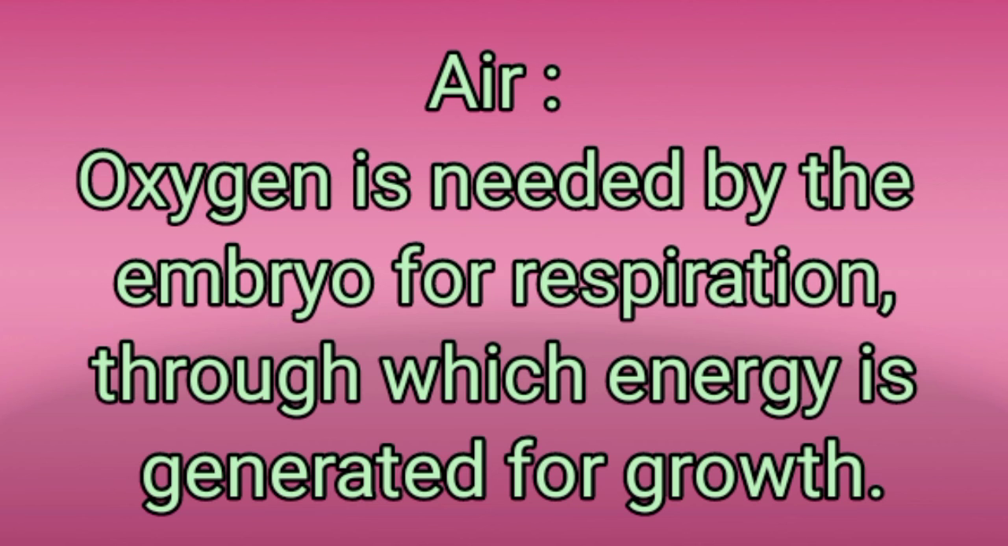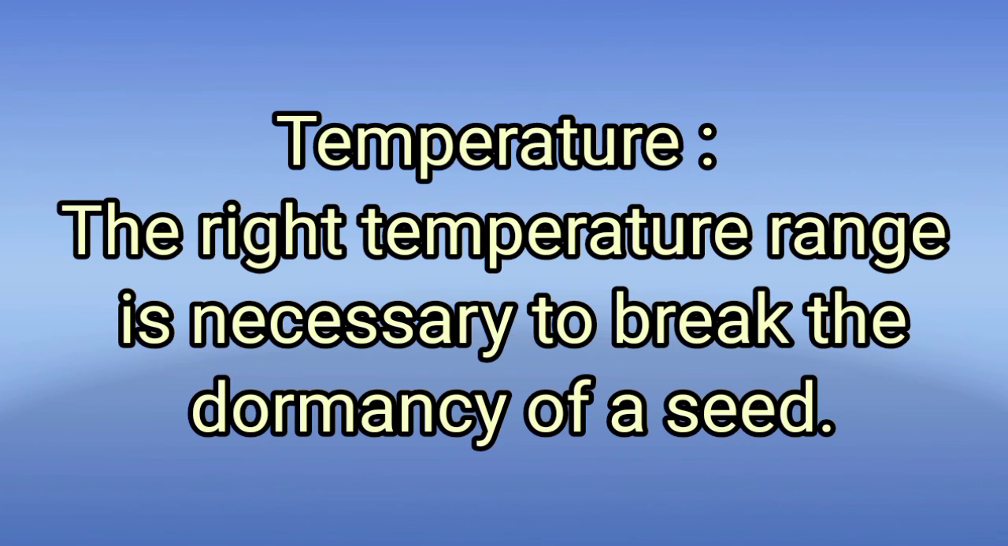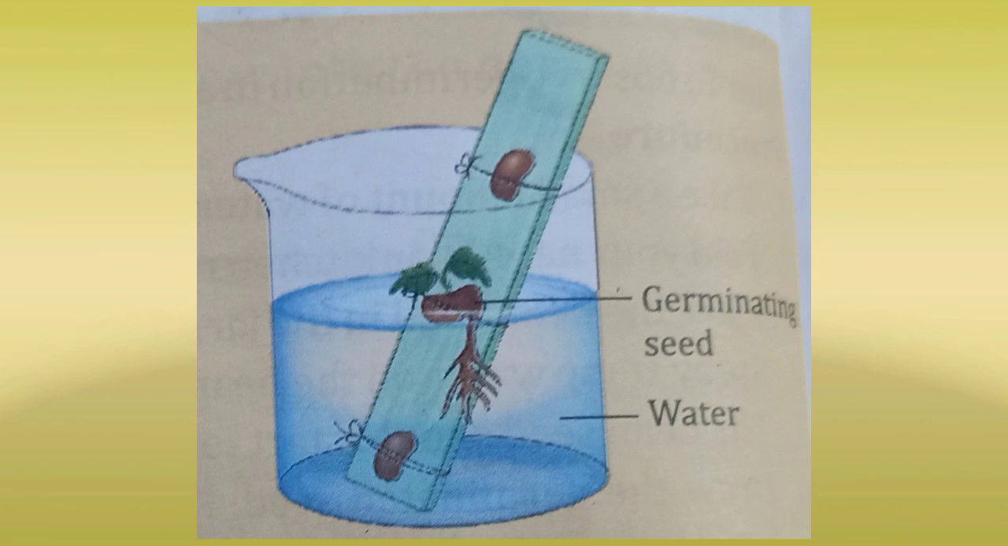Next one is temperature. Seeds require an optimum temperature to grow properly. The favorable temperature for the germination of most seeds is 35 degrees centigrade to 40 degrees centigrade. Below 0 degrees centigrade and above 40 degrees centigrade, seeds fail to germinate.